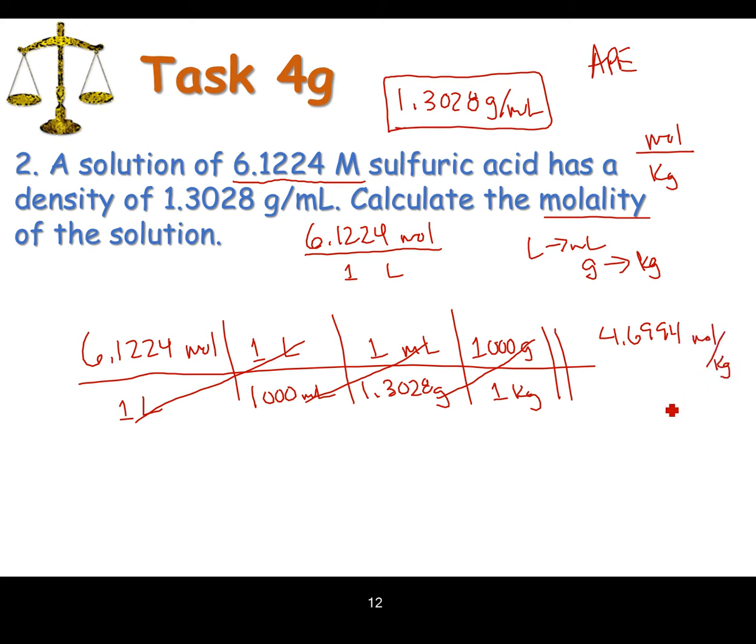Moles per kilogram. Also, one thing you can be aware of is another way of expressing this. You know how we had molarity as capital M? Molality could be expressed as an italicized lowercase m. So this would be the symbol. It is 4.6994 molal sulfuric acid solution. So that's my H2SO4.